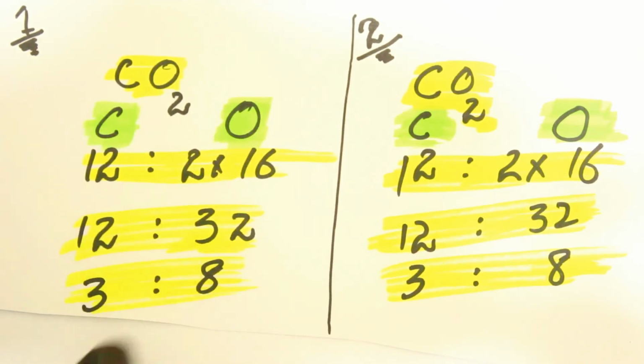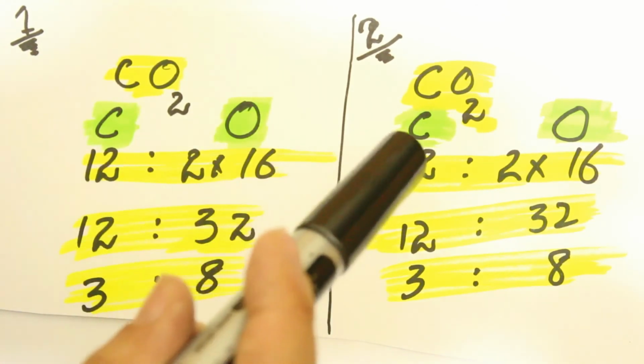Now if we divide both sides by 4, we get 3:8. What this means is, if you have carbon dioxide, whatever the type of source is, you will have 3 parts of carbon by mass and 8 parts of oxygen by mass, which is exactly true for this one.